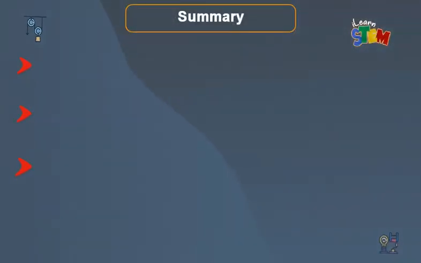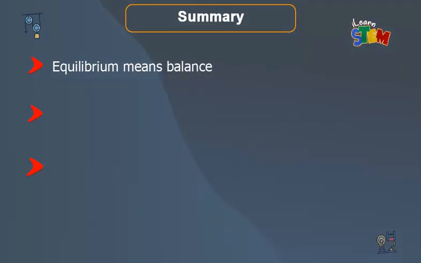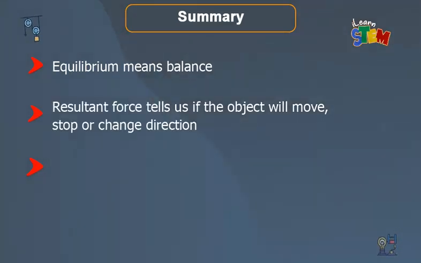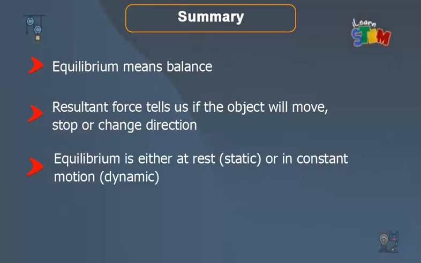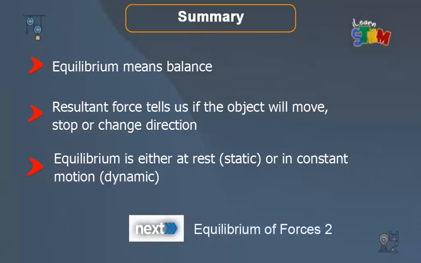Well done. You've done amazingly well following along with today's lesson. Let's take a moment to go through what we've learned today. Equilibrium means balance. Resultant force tells us if the object will move, stop, or change direction. Equilibrium is either at rest, static, or in constant motion, dynamic. In our next lesson, we will be learning more about equilibrium of forces.